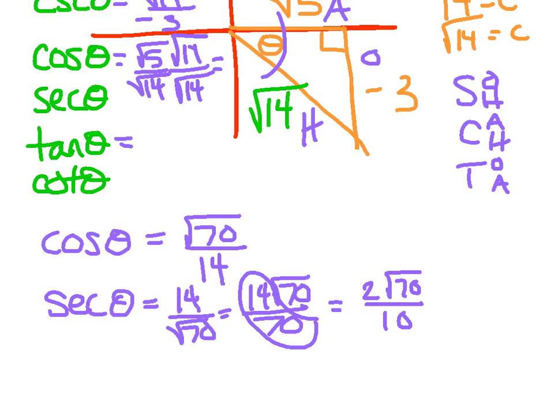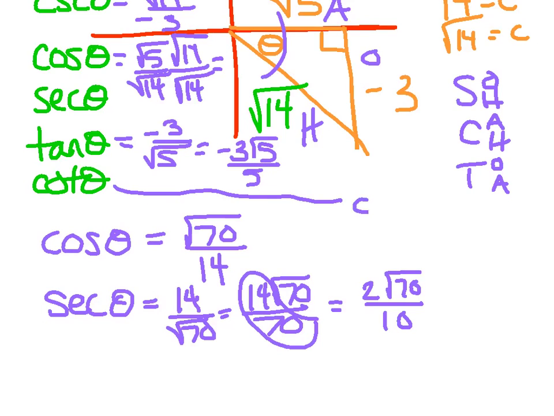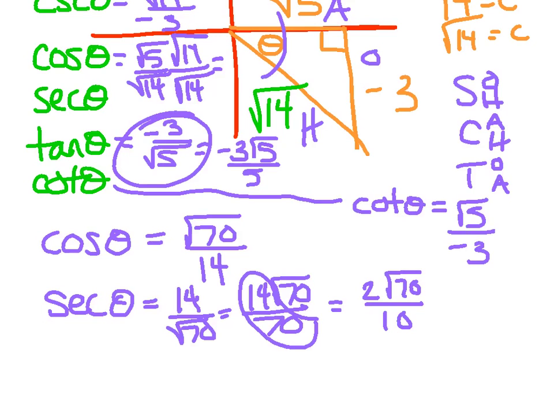And then I'm going to go back and get tangent, opposite over adjacent. So negative 3 over radical 5, which of course is negative 3 radical 5 over 5. And then cotangent. Oops, I'm going to have to put it out here. I'm going to flip this guy. So I'm going to get radical 5 over negative 3. And there you have it. So take your time tonight, and we look forward to seeing you tomorrow.